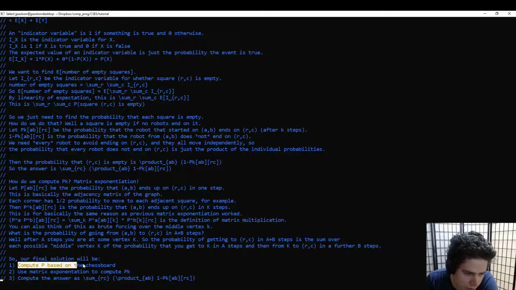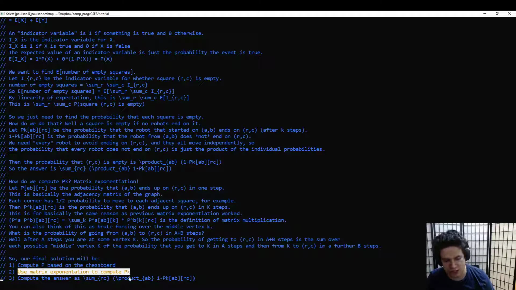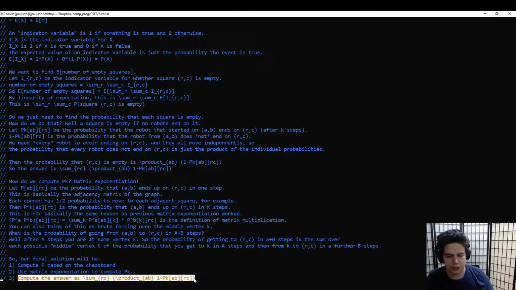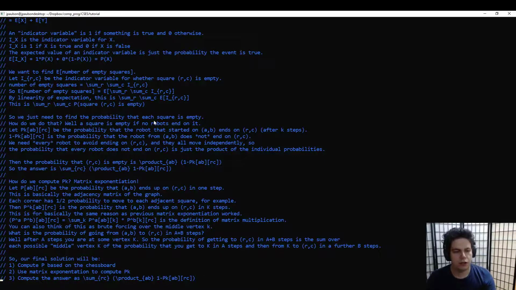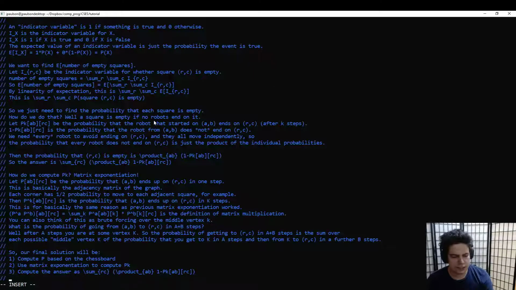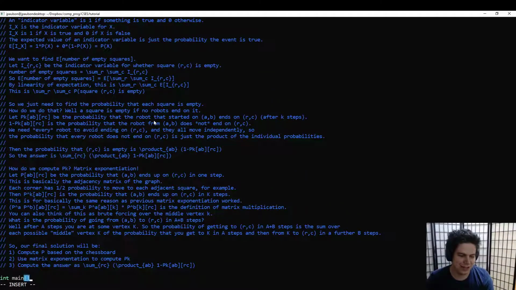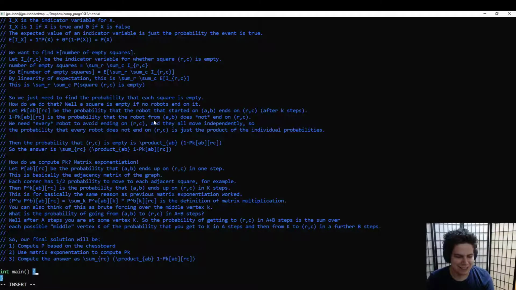So let's put that all together. This big screen of text. First, we write down P, just based on the chessboard, as the adjacency matrix. Then we can use matrix exponentiation to compute P to the K, and then we can compute the answer, which is the sum over all the squares of the product of these particular values in P to the K, which we got from linear expectation. So that was a lot. Let's actually do it. I think the code will not be as long as the explanation.